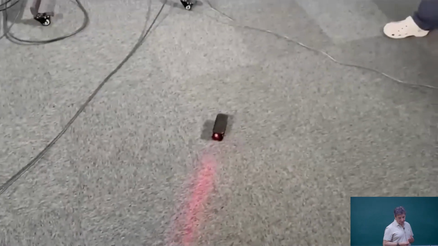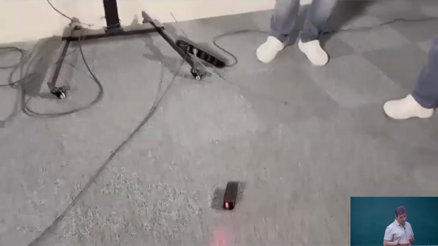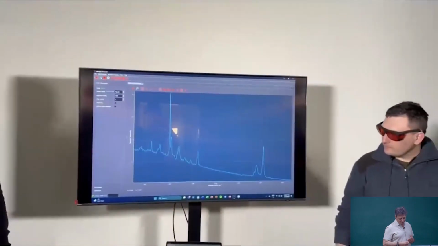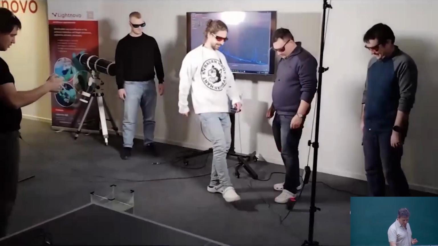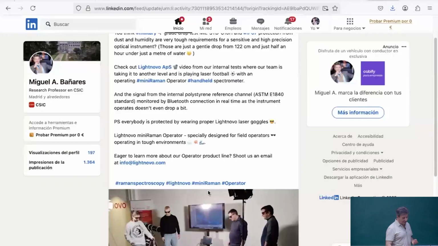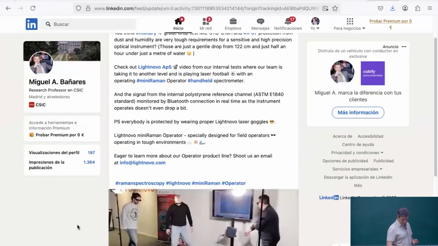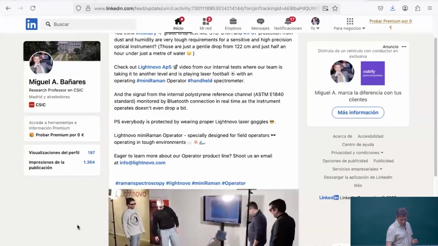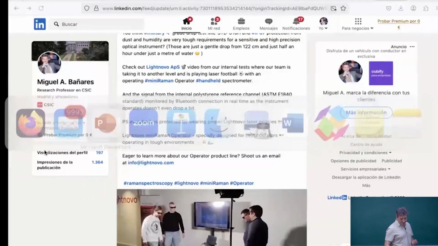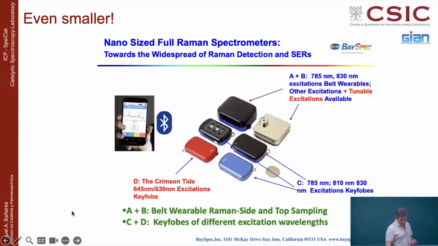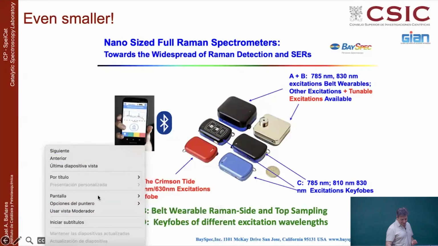Don't do that with my equipment. They drop it, they kick it, they put it into the water, they play football, all these things. So really, Raman systems are changing, they're improving a lot, and they are going into very many interesting developments. So the future of Raman, you can see, is certainly unlimited.